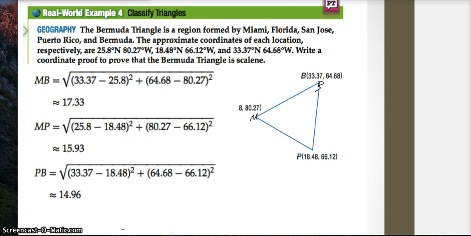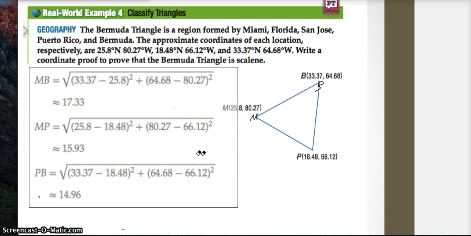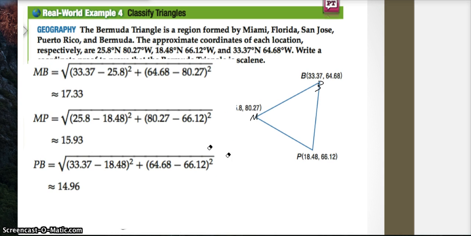And with a little bit of elbow grease and perhaps calculator pushing, this is what we would get. And so by getting three distinctly different lengths using the distance formula, we can conclude that indeed the Bermuda Triangle, because I know you were wondering, is scalene. Now that is concluded, that is really the end of this lesson and the end of the chapter.